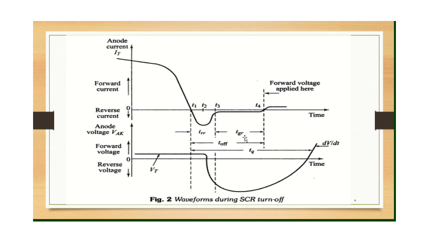All right, so let us see what exactly happens. During this turn off condition, when you are turning off the device, what are you exactly doing? You are bringing the anode current to zero, isn't it? Observe that at instant t1, when the anode forward current becomes zero, between T1 and T3 is what we call the reverse recovery time.